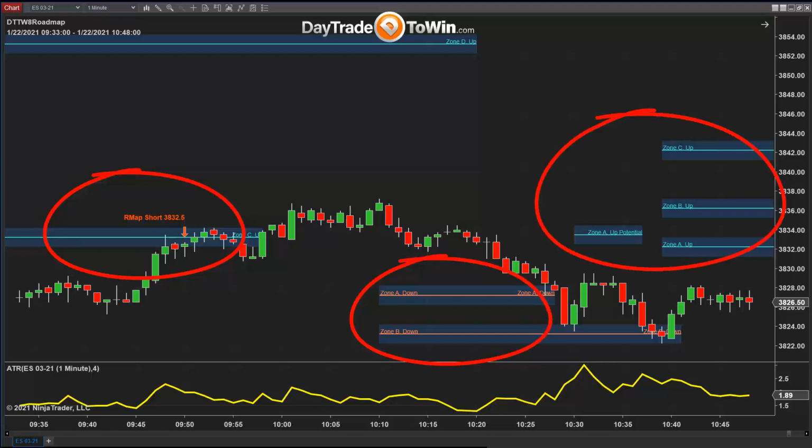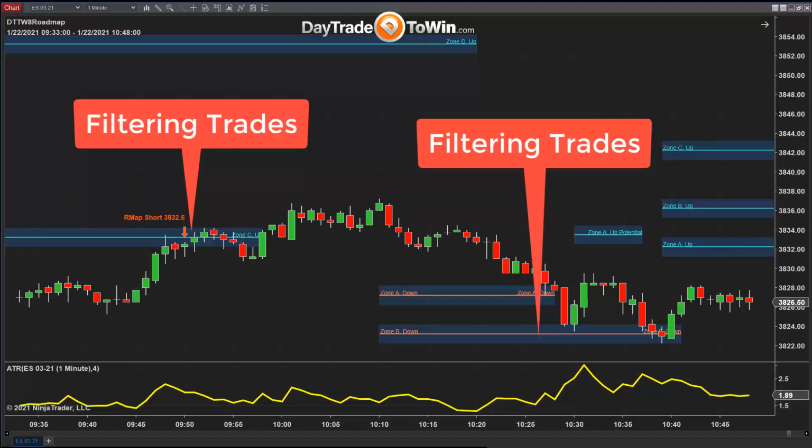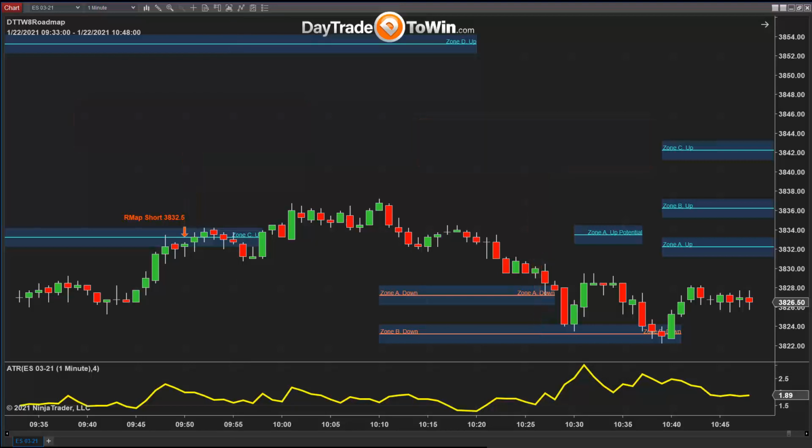The first thing that the roadmap does is filter out trades. When you see the market, the candles, trade in an area that is at the shaded areas right here, the tendency is for the market to pause, reverse, to stall, to actually stop in its path.